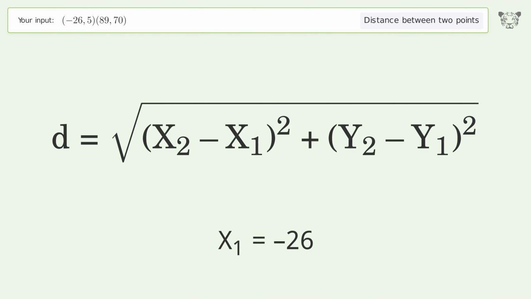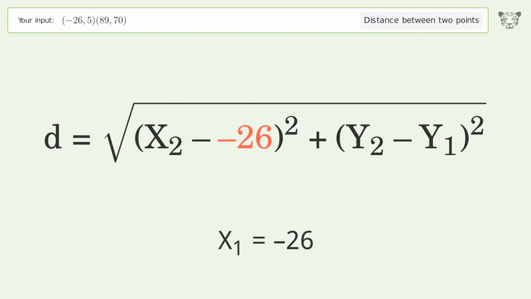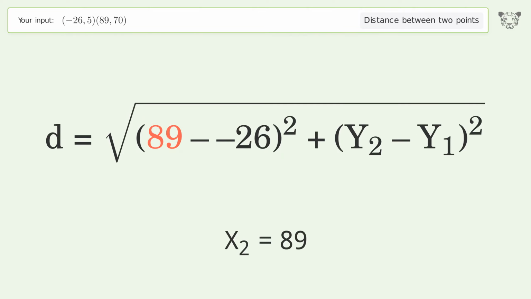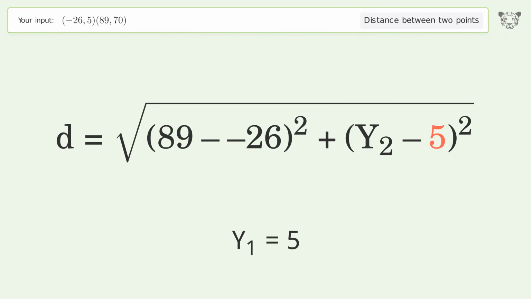x1 equals -26. x2 equals 89. y1 equals 5. y2 equals 70.